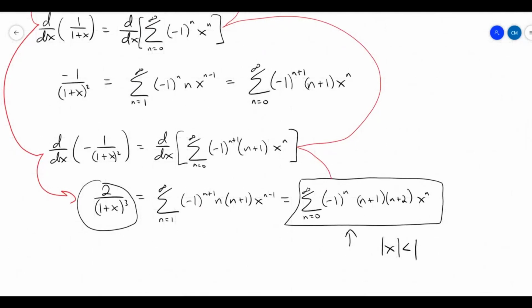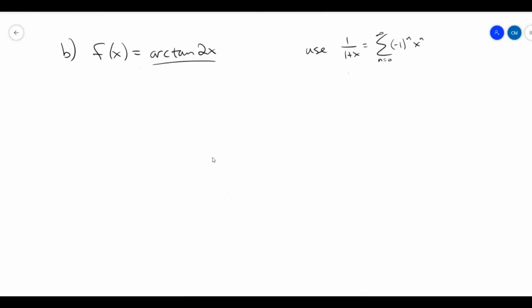All right, that next example, arctan 2x, if you think about that. So part B, again, the goal is to find a power series representation for arctan 2x. And again, we're still using that same one: 1 over 1 plus x equals the sum of negative 1 to the n, x to the n. And again, that only works for absolute value of x less than 1. But this looks nothing like that, right? This doesn't look anything like 1 over 1 plus x.